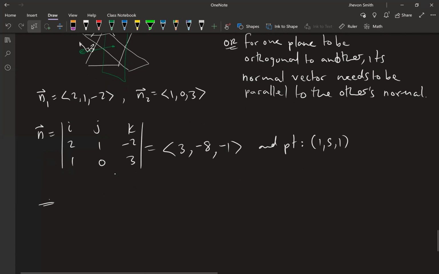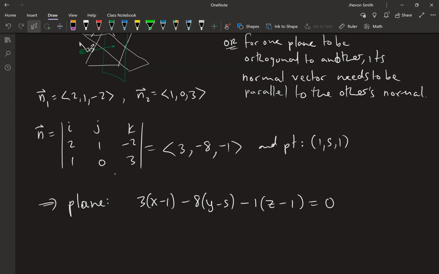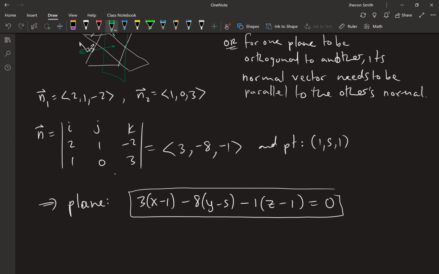So this means your plane is going to be, well, 3 times (x minus 1) minus 8 times (y minus 5) and minus 1 times (z minus 1) equals 0. Where the numbers inside come from the point. So this is where you get the 1 from. This is where you get the 5 from. And this is where you get the 1 from. And if you look at this, the 3, the minus 8, the minus 1, that's these guys here. And so that's going to be the equation of the plane you want.